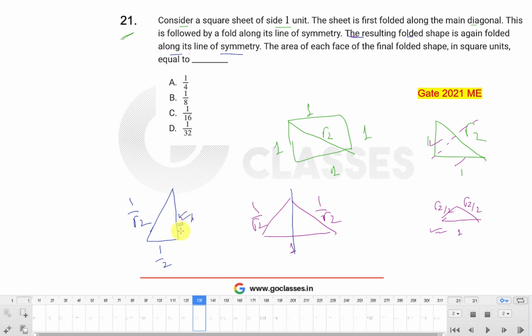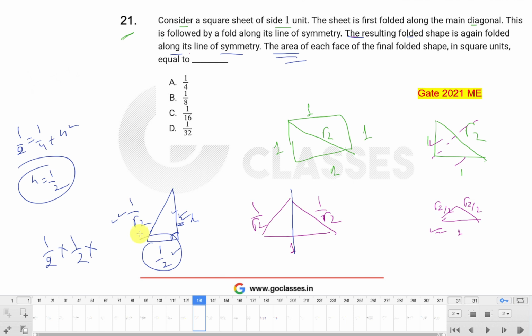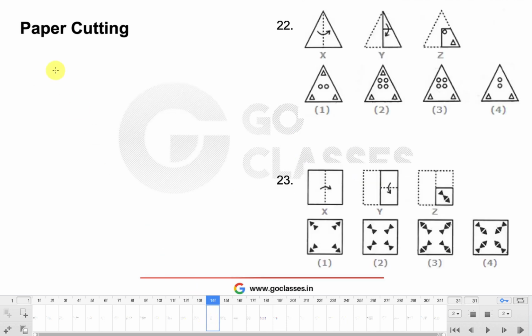What is this height? As this is 1 by 2, this is 1 by √2, and this is a right angle triangle. We can use Pythagoras here. 1 by 2 equals 1 by 4 plus height squared. Height will be 1 by 2. Now we have to find out the area of each face. So what is the area? Half into base into height. This is base and this is height, 1 by 2. So area is 1 by 8. This is the answer.